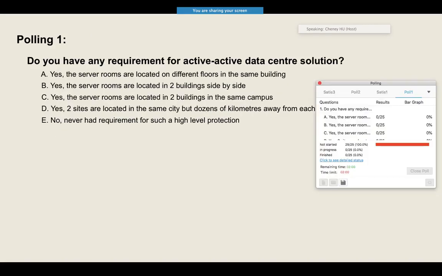Okay, here comes one polling question for all of you. Because a stretched cluster can provide higher availability and a higher level of protection for customers' mission-critical applications, let's see if you have ever encountered any requirement for an active data center solution. And please select the answer based on your experience or based on your future requirements. We'll give you 10 more seconds for the polling, and then we'll move on to the next section of this training, which is GPU support. Okay, thank you for your participation. Let's move on to the next session.